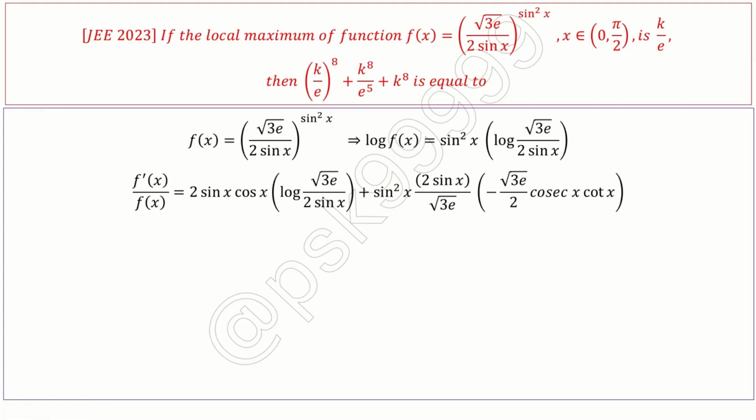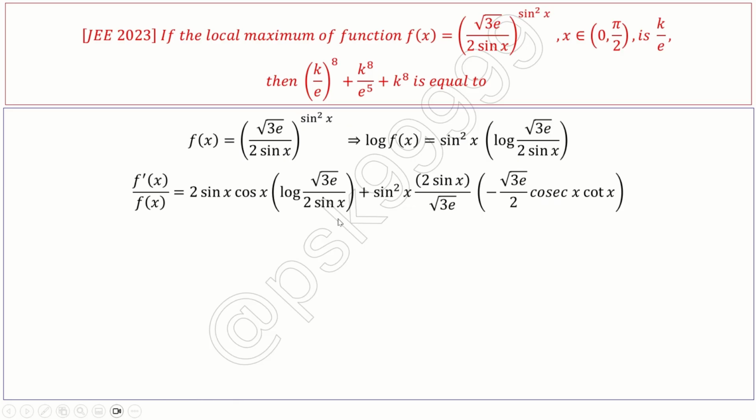Now if I differentiate this, I get f dash x by f of x, which is equal to 2 sin x cos x, that is for sin square x, into the second g of x as is I wrote, plus sin square x as is I wrote, and then differentiation of log of this one. So this is 1 by this value, which is nothing but 2 sin x by square root of 3e, into minus square root of 3e by 2. That is 1 by sin x differentiation, basically, that is cosecant x into cot x. This will become minus cosecant x into cos x.